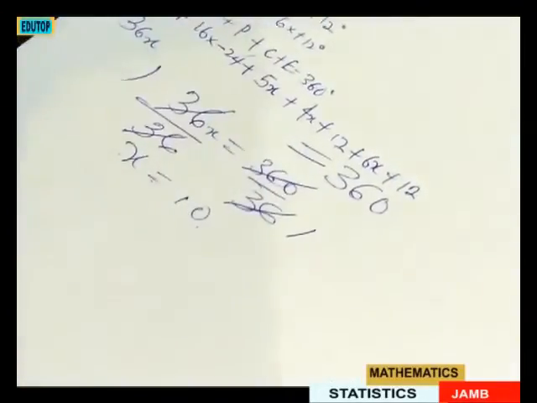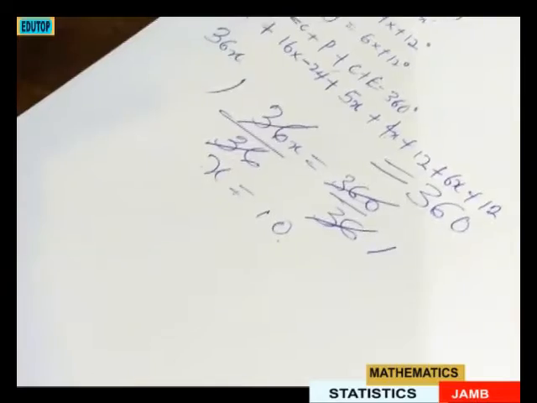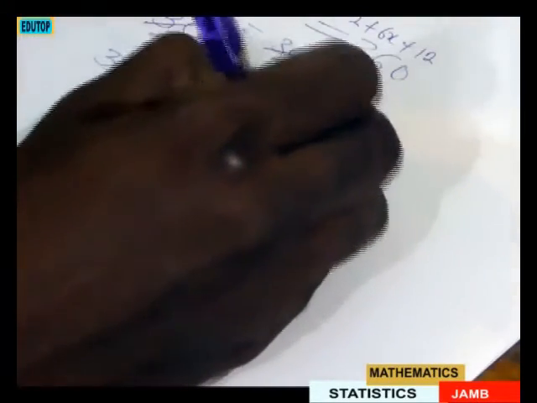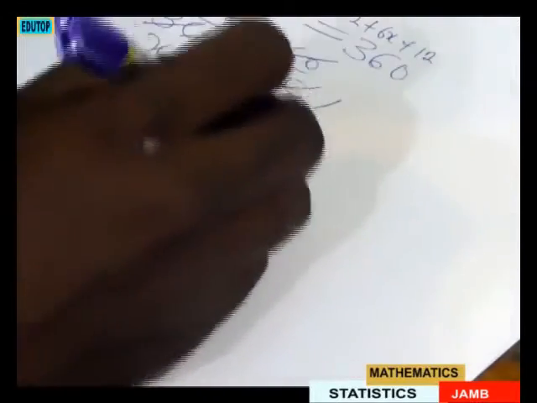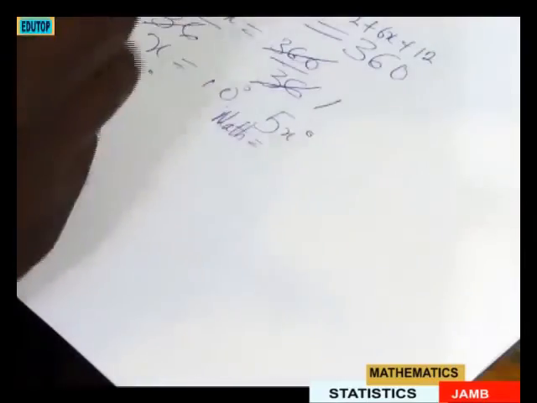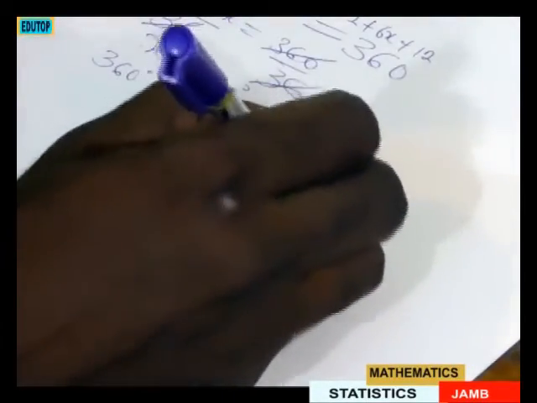to 10. And the question asks us to calculate how many students offer mathematics. Remember that maths is 5x degrees. And since math is 5x degrees, and our x is 10 degrees, it will be 5 times 10. That is 50 degrees.